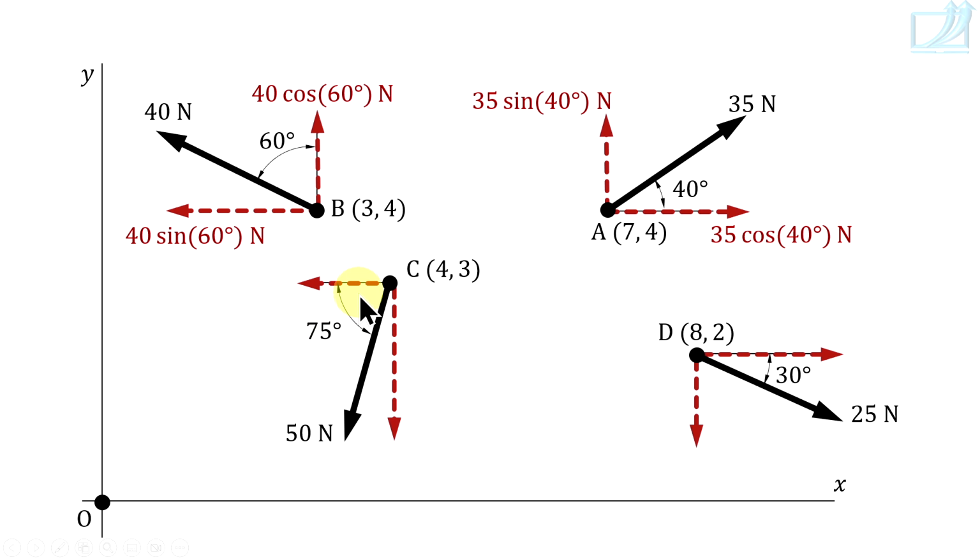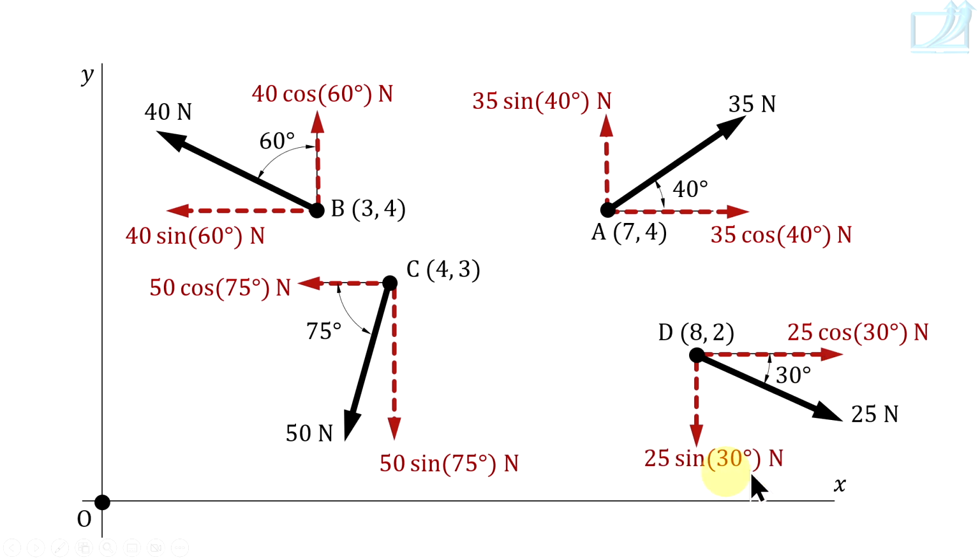In this case, the 50 Newton force, we have shown the angle with the x-axis. So the x component is cos of that angle and the y component is sin of that angle. Similarly, in this case, we have shown the angle of that force with the x-axis. So the component along the x-axis is the cos component and the vertical component is the sin component. Check here, this 60 degrees angle is with the y-axis. So the y component is the cos component.